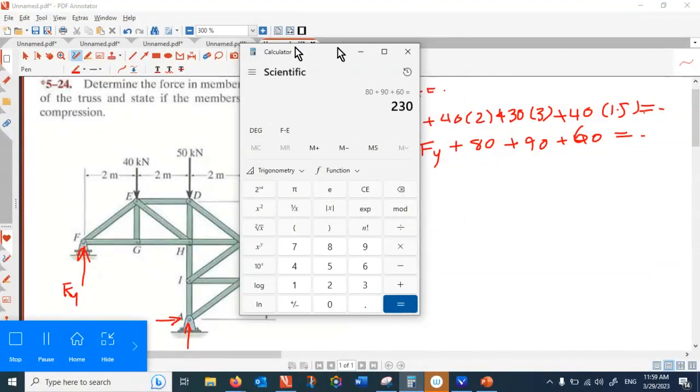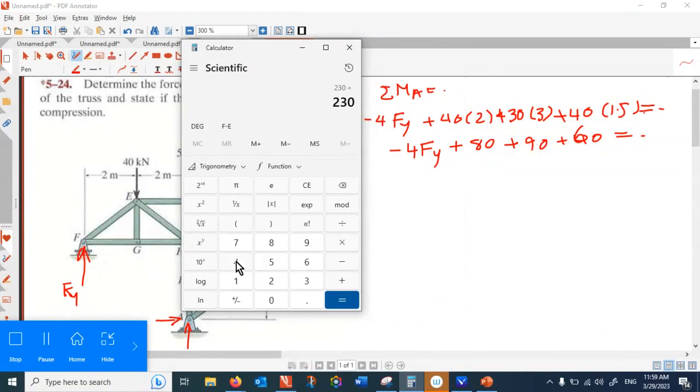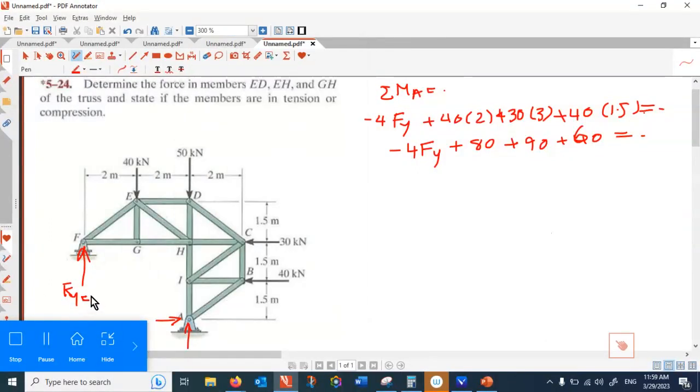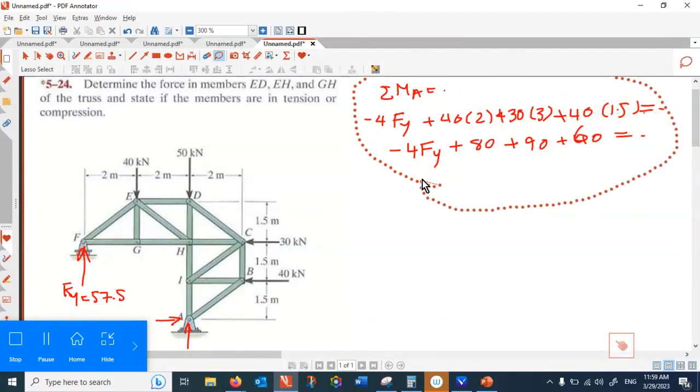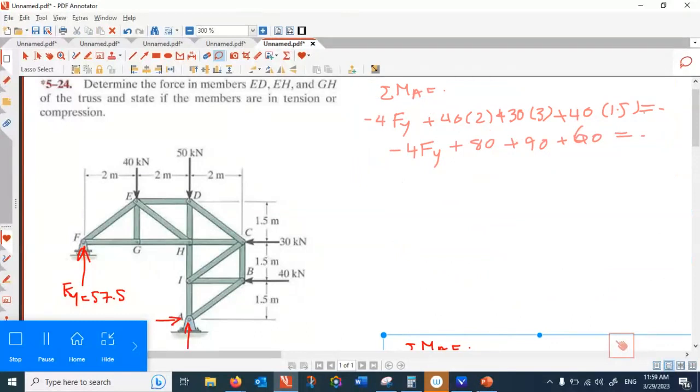That's 230 divided by 4. Fy is 57.5. Yes. So making more room here. Let me remove that or bring this down.